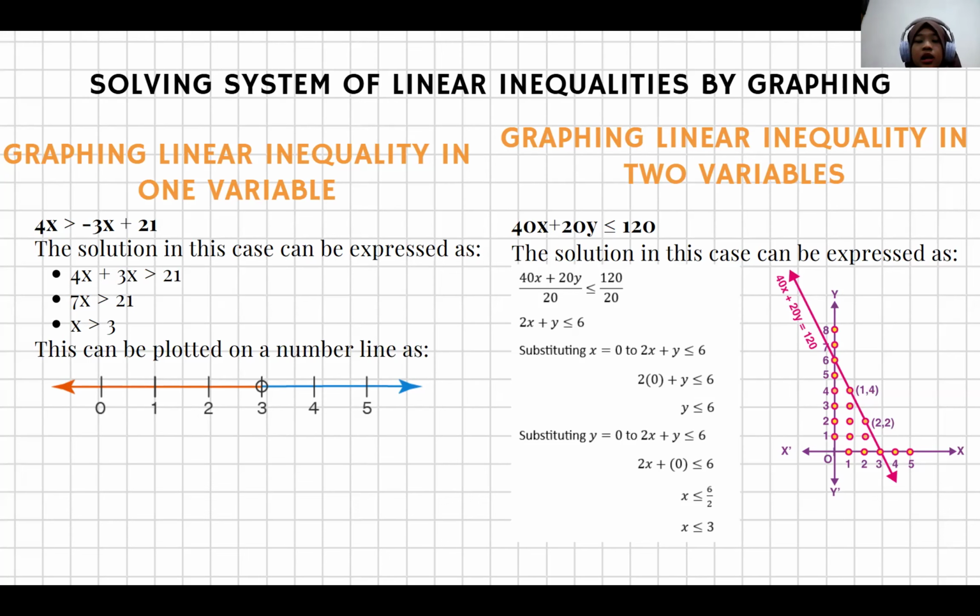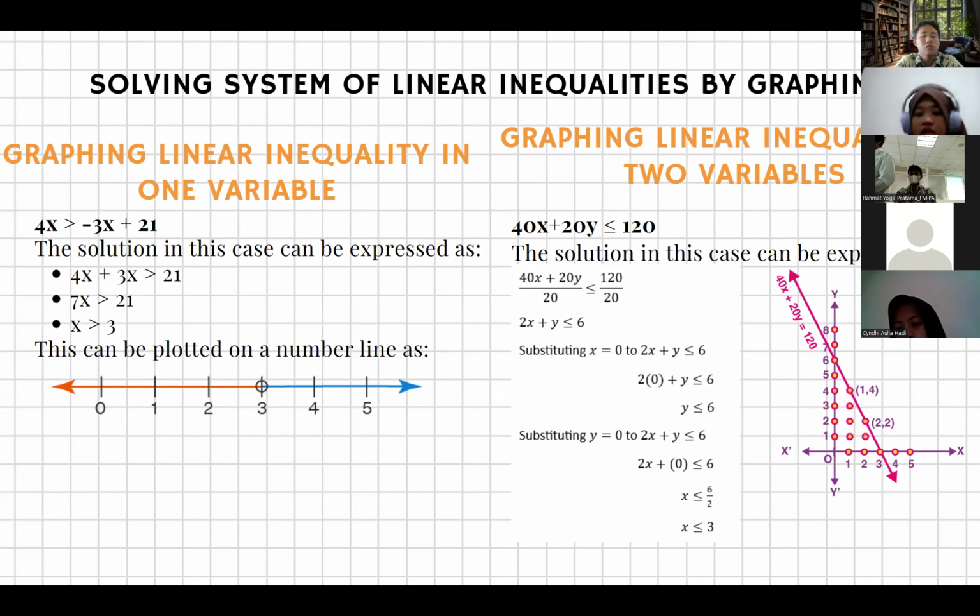This can be plotted on a number line as it is. So the range of the value of x is the line that is highlighted with the blue color, which 3 is not included because the dot of this plot is open. And then the second one is graphing linear inequality in two variables.